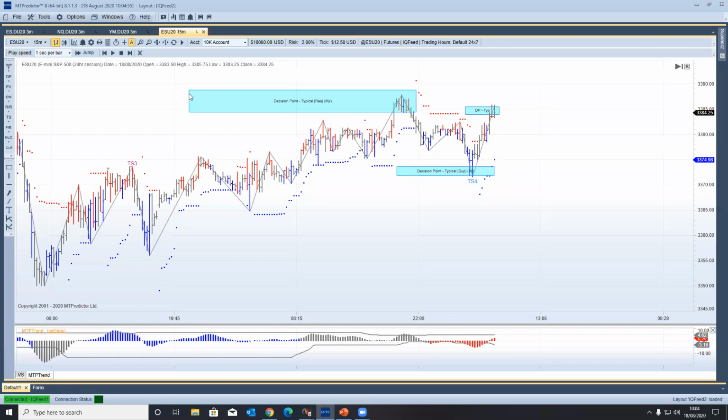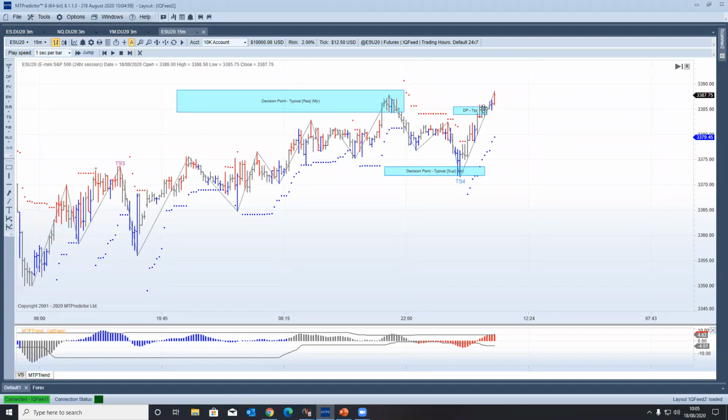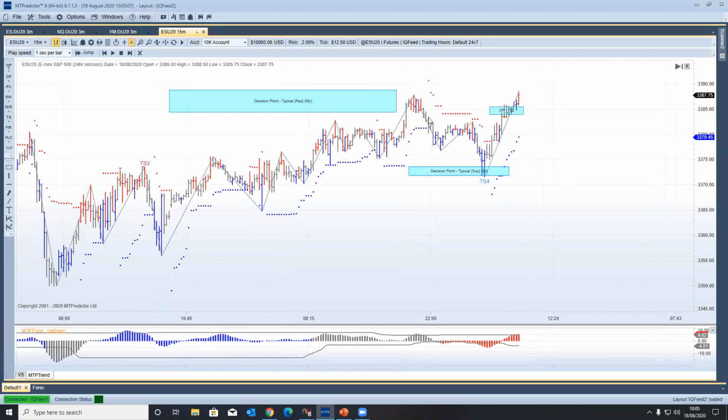So if it goes beyond this, if I go forward, we can see that's what it's done. It's gone beyond that. Do you see that? We then go back to the last significant high or low and do the DP from there. And of course, the last significant high or low is here, isn't it? So this is where we right mouse click and do decision point.